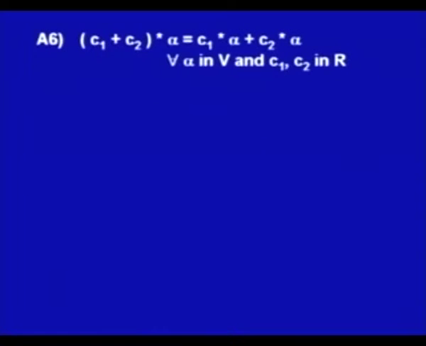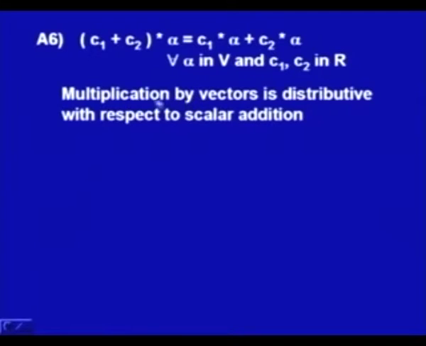Next is C1 plus C2, two scalars, when they are added and then multiplied by a vector alpha, then this amounts to C1 star alpha plus C2 star alpha for all alpha in V and C1, C2 in R. We say that multiplication by vectors is distributive with respect to scalar addition. So, this alpha when multiplied by the addition of two scalars is distributed as C1 star alpha plus C2 star alpha.